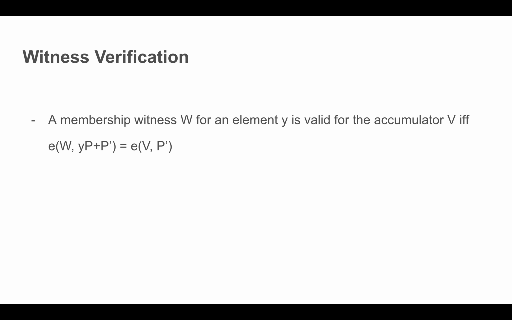To verify is very simple. A membership witness w for element y is valid for the accumulator v if and only if the pairing check succeeds. The witness verification is very simple, and you can write a smart contract program to verify it. This is also useful in the blockchain setting, because you can write a smart contract to verify it, and you don't need to know who is verifying or who is a member of the blockchain network.